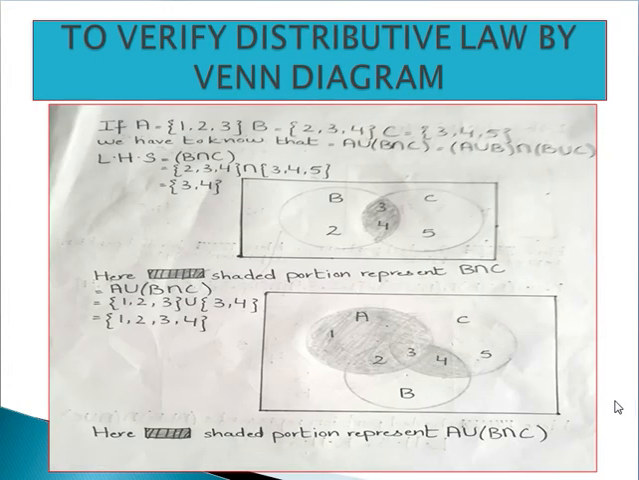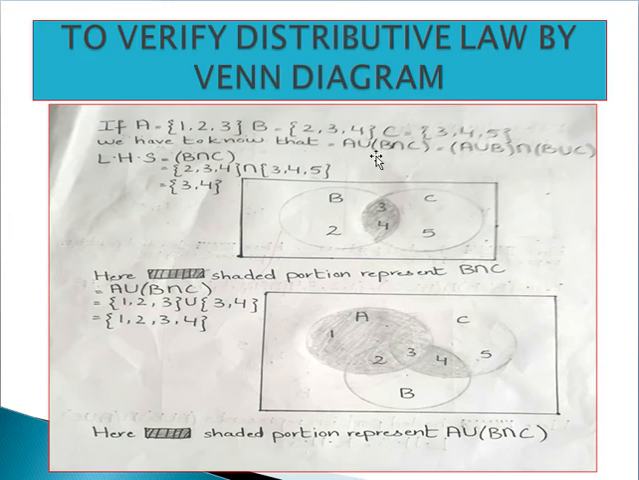Now come to verify distributive law by Venn diagram. If A has elements 1, 2, 3, B has elements 2, 3, 4 and C has elements 3, 4 and 5, we have to show that A union (B intersection C) is equal to (A union B) intersection (A union C). Distribute means, here students, we will distribute the operations.